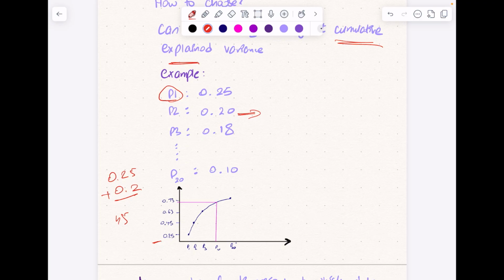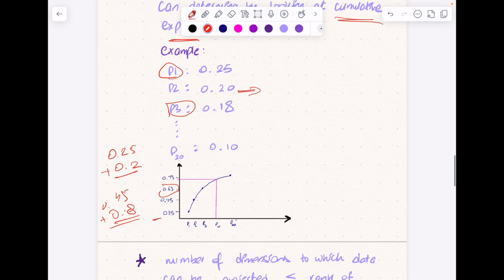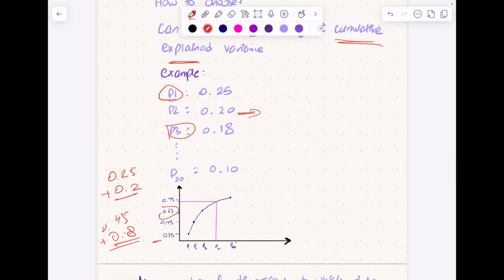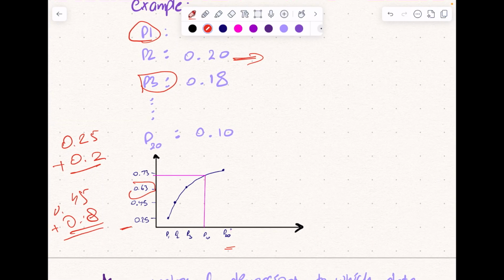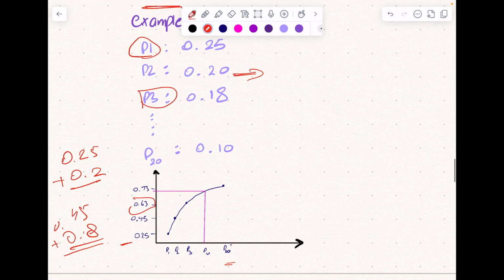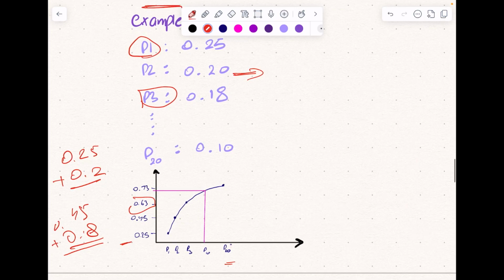For principal component 3, we add the explained variance of the third principal component, which is 0.18, and this is going to give you a value around 0.63. So we can do this for all our principal components, and what we can infer here is that, let's say you wanted to explain 70% of the variance in your data after you do the dimensionality reduction.